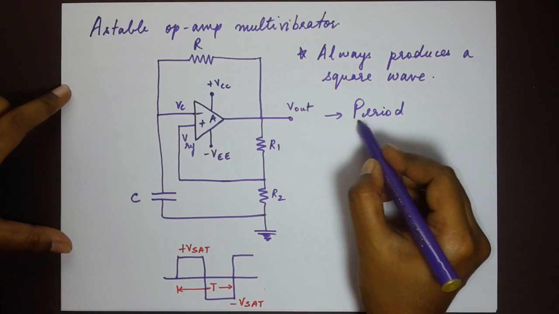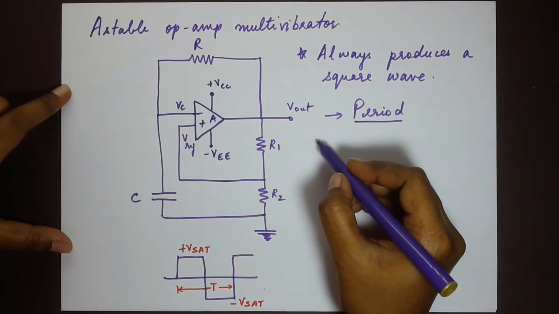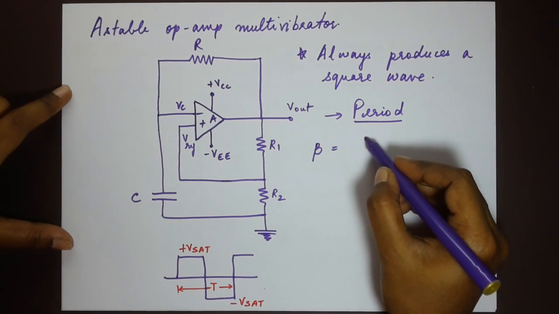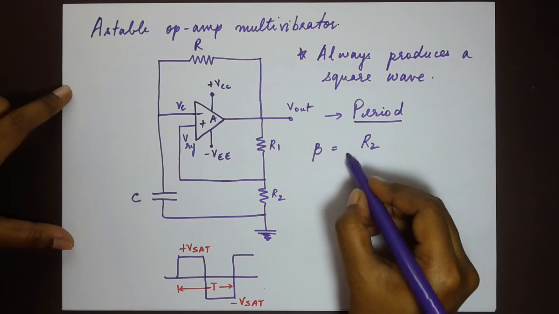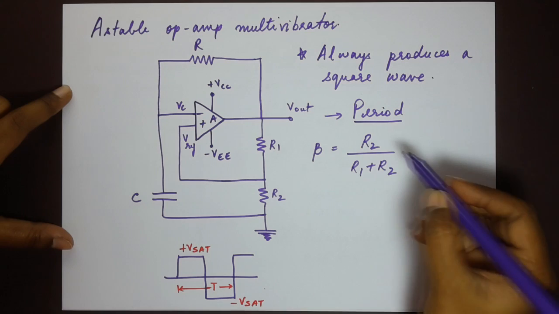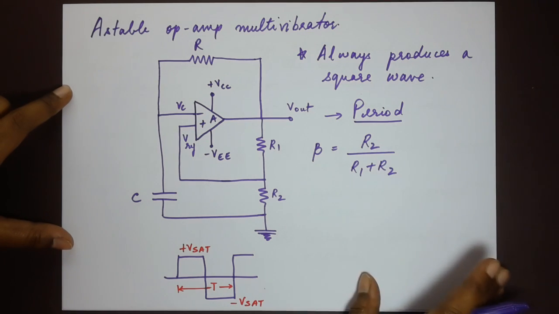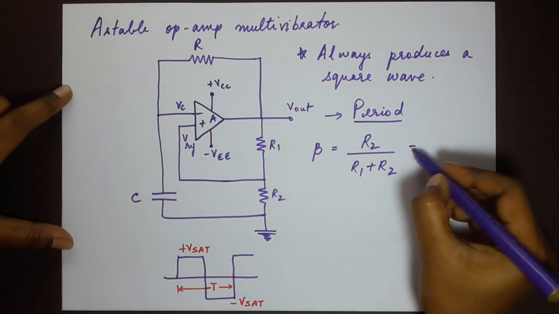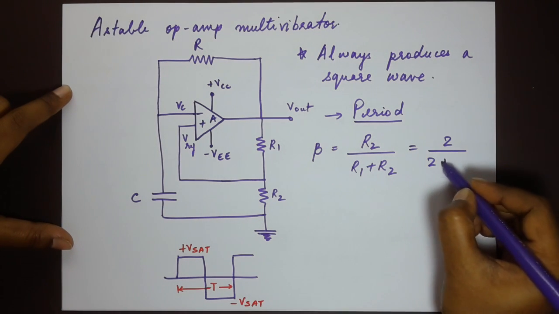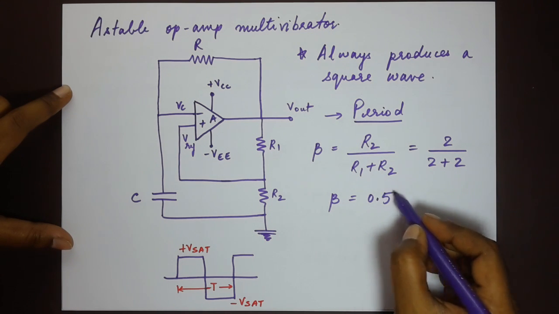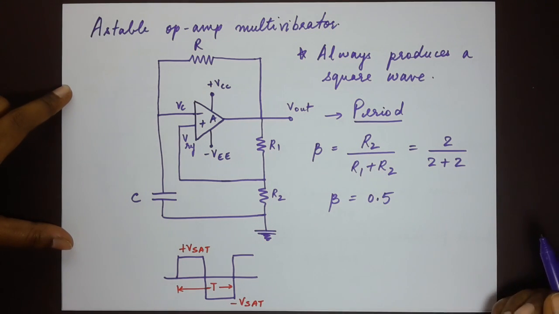First, we note down the expression of the feedback factor, which is beta. Beta is given as the ratio of R2 divided by R1 plus R2. Okay, so now we have the values of R1 and R2 given in the figure here. Both are 2 kilo ohms. So this would be 2 divided by 2 plus 2. So beta is 0.5, 2 by 4, 0.5.